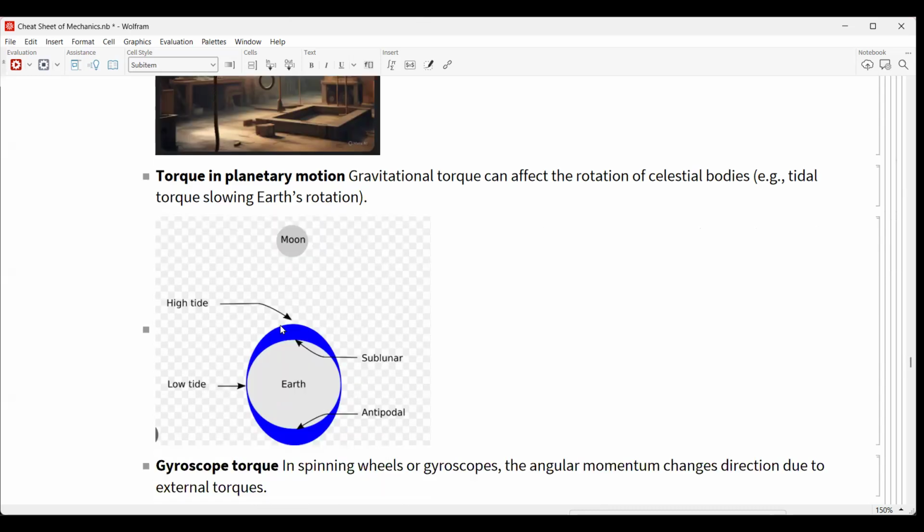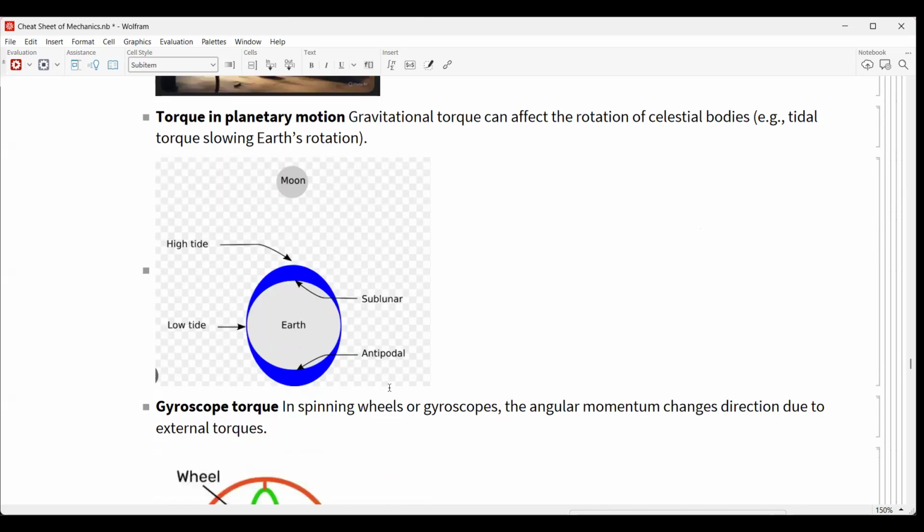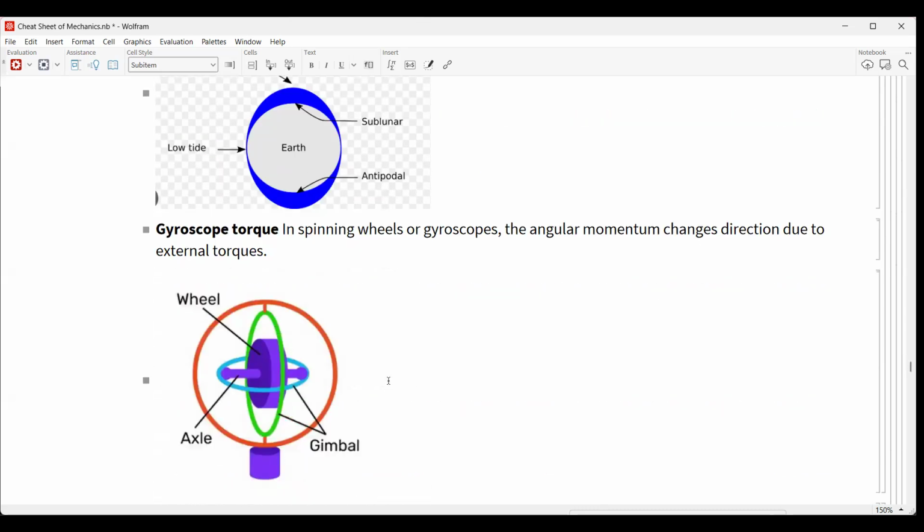So we have the high tide and low tide here. So it affects the rotation of celestial bodies. Gyroscope torque in spinning wheels or gyroscopes: the angular momentum changes direction due to external torque.